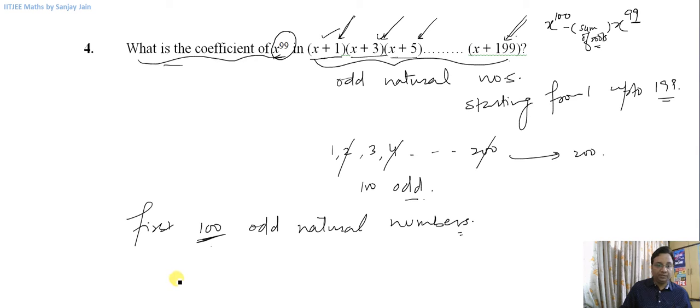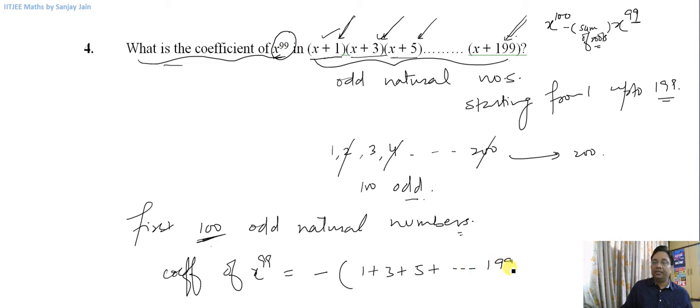So the coefficient of x raised to power 99 will be equal to negative of (1 + 3 + 5 + ... + 199), and we know that these are the first 100 odd natural numbers, so their sum will be 100 squared, right? If you don't know this, then wait for the arithmetic progression chapter. I'll teach you there. So the answer will be negative of 10,000.